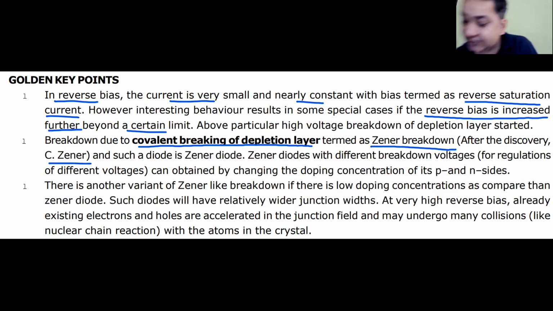It was discovered by scientist C. Zener, and it is known as the Zener breakdown. This diode is known as Zener diode. And we have questions based on this Zener diode, and we will be seeing those questions. Do we understand this? Yes, sir.